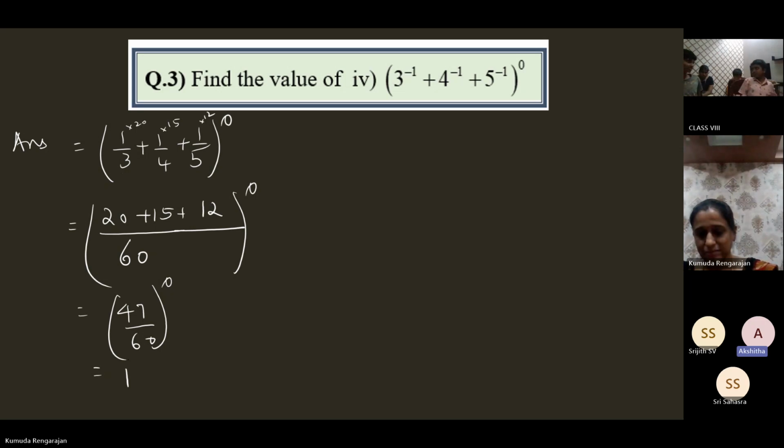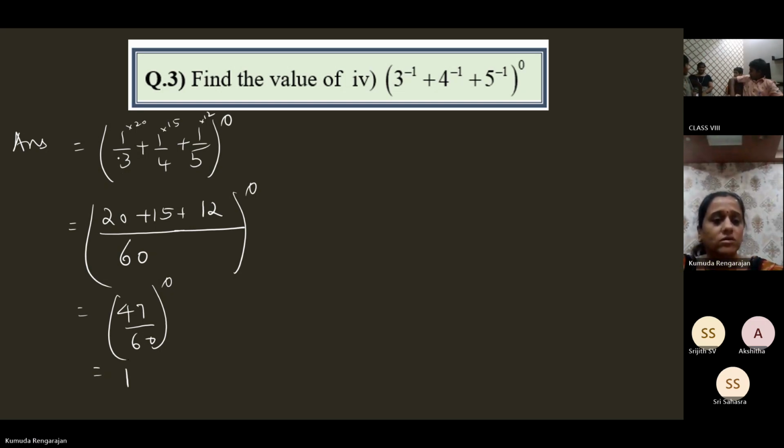Ma'am, I have a doubt, ma'am. Yeah, please ask. Ma'am, in that second step, everything in the numerator is positive, right? So why don't we add everything, ma'am? But how is the answer 45? Like 47, sorry.